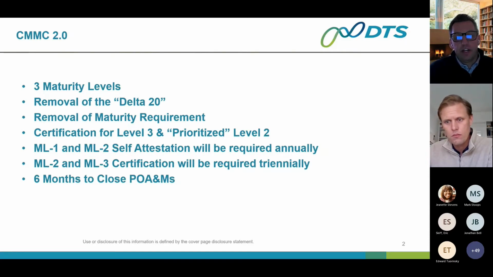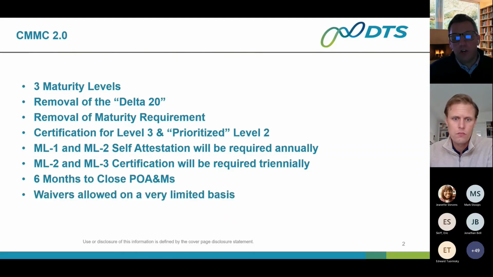Then the last big point here is that waivers will be allowed on a very limited basis, but for your organization, I would not bank on this. They have not provided any guidelines on what those waivers are and what they will be allowed for. So, you do not want to put the weight of your contract on a possible waiver.